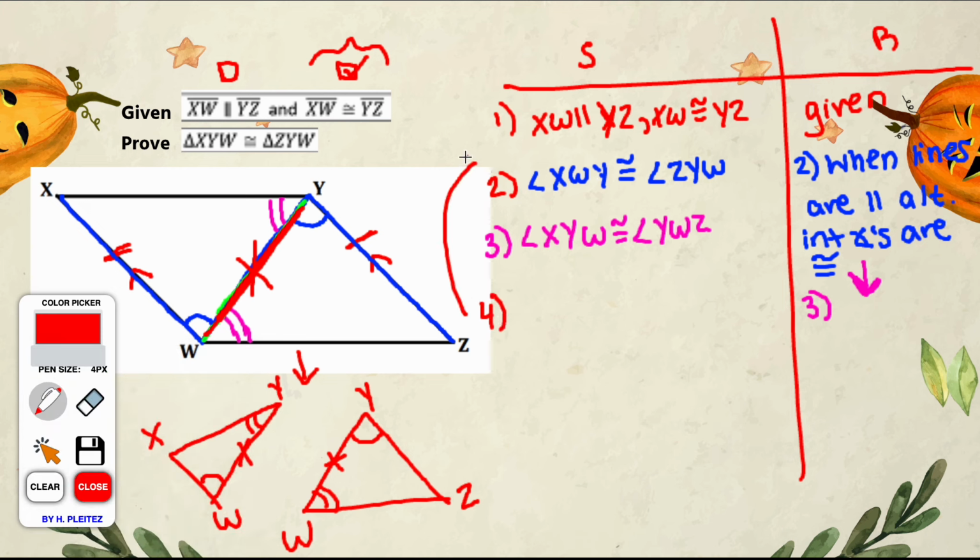You could have also addressed it up here. That would have been up to you. And it can vary, but I'm going to just address it right now. So WY is congruent to WY, and that's because of the reflexive property.